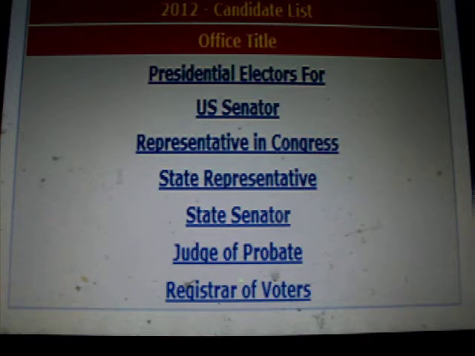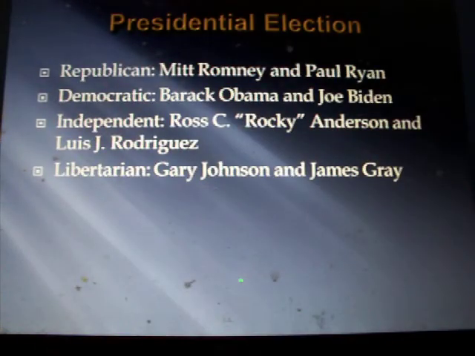You have the presidential election, the election for the U.S. Senator, the representative in Congress, the state representative, the state senator, the judge of probate, and the registrar of voters. Now, not all of this you will see on your ballot depending on where you live, but it's still a nice thing to know.